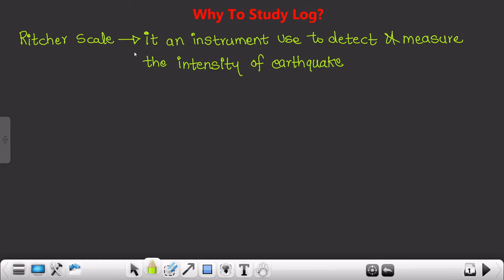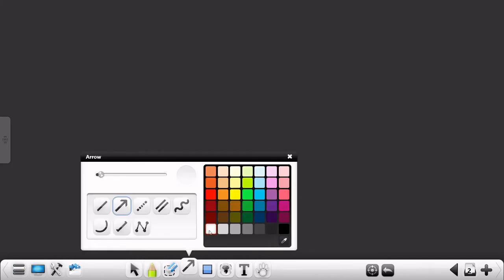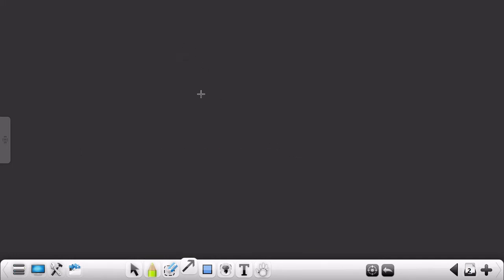I hope you understood what a Richter scale is. Now you would ask me, okay sir, I understood what the Richter scale is, but I still have not understood the significance of logarithm here. You need not worry. First of all, you will understand the Richter scale concept, and while understanding this part, we will understand the significance of logarithm, how exactly it is used in detecting the earthquake.